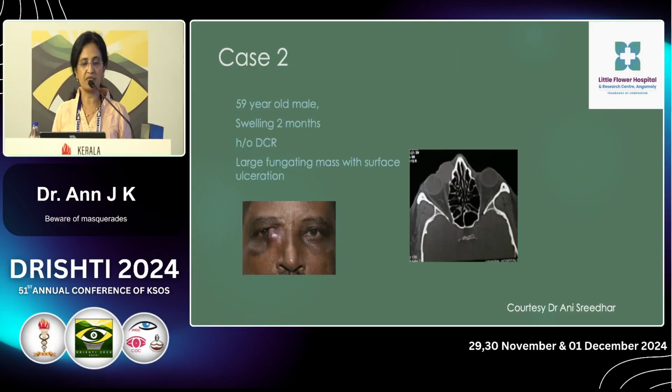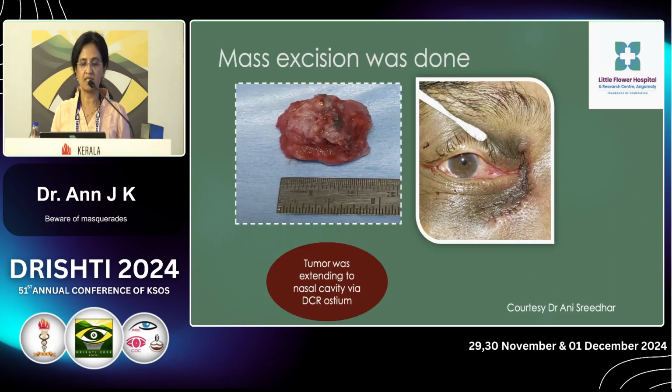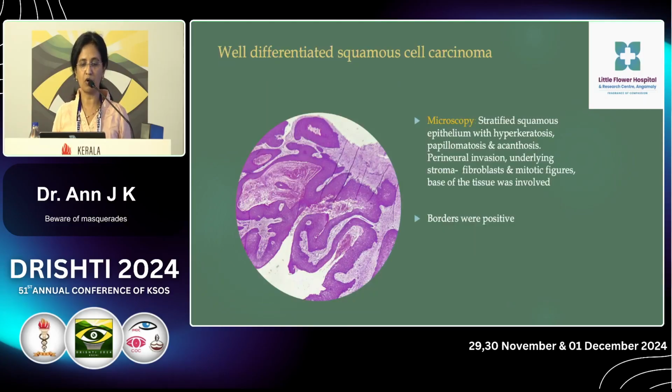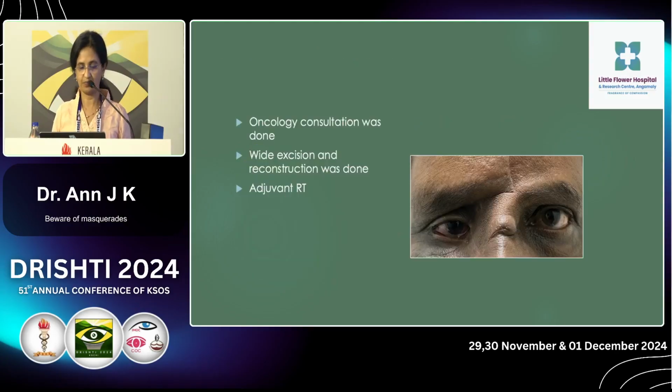The next case is a 59-year-old male who came with swelling of 2 months duration, and he had a history of DCR 2 months back at a peripheral center, and now he came with a large fungating mass with surface ulceration. Obviously it was not benign, and CT scan confirmed the mass at the sac. Mass excision was done, and the tumor was extending to the nasal cavity via the DCR ostium, and the borders were positive, and the diagnosis was well differentiated squamous cell carcinoma.